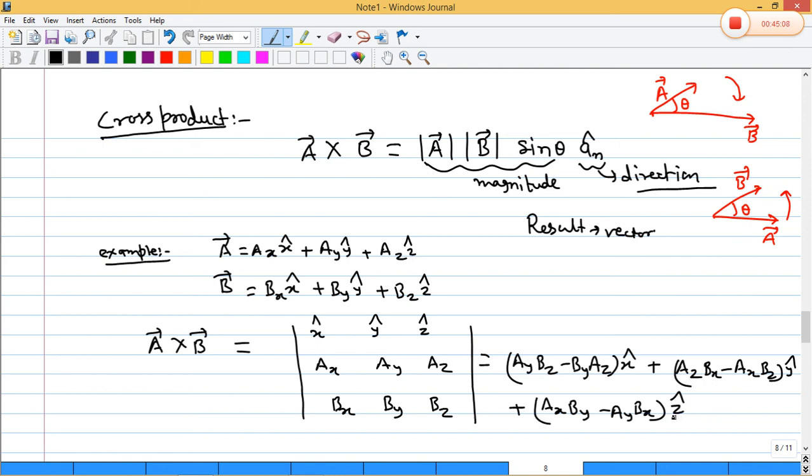Using this we can find the result even if we don't know the angle between them. If we know the angle between them, we can simply put in the value. Then what about the direction? From where will we get the direction in this situation? The direction will be the normal to this plane, meaning the plane of A and B. But in which direction? We have to find that using the thumb rule.